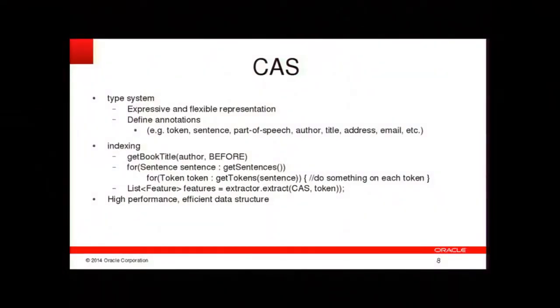The CAS also has a very sophisticated indexing schema that allows for API calls like: give me a book title that would occur before the author annotation that I have. Or a general pattern that you would see is, I've already run a tokenizer and sentence detection, I'd like to loop over every sentence, and for every sentence loop over every token, and then do something on each token.